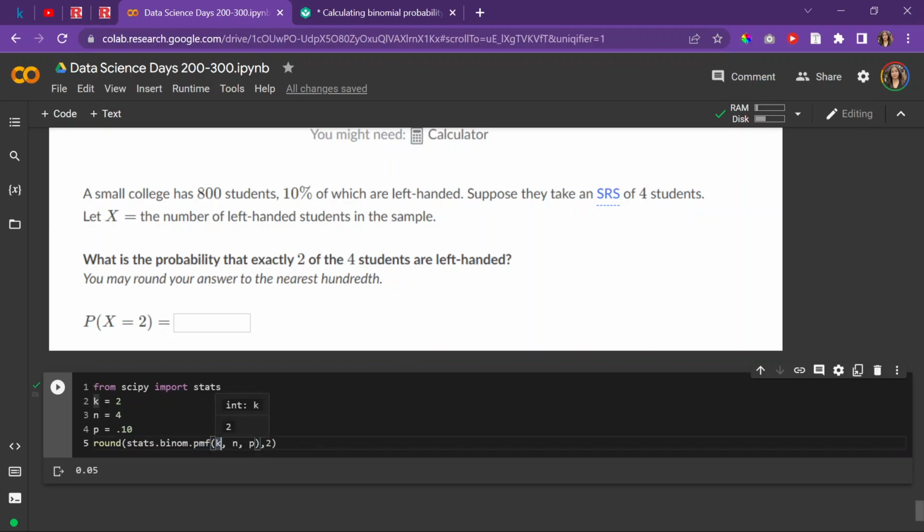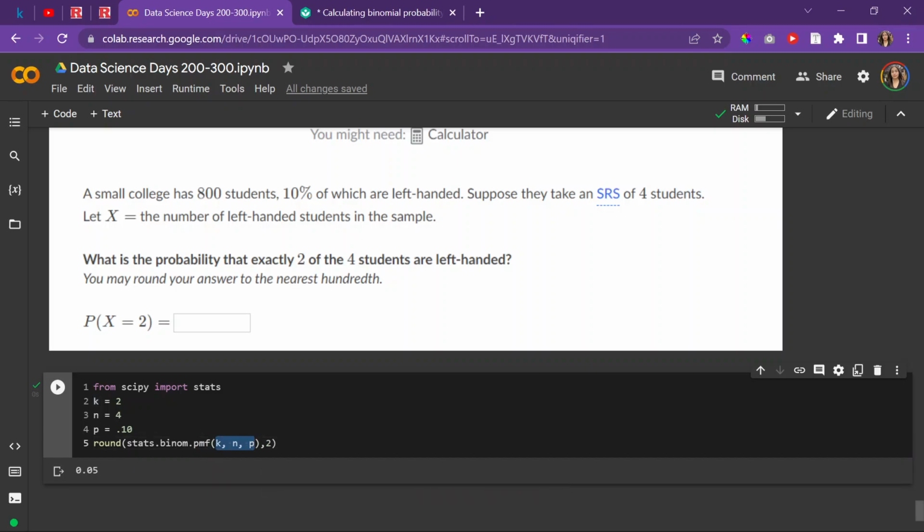Let me just end there. When you have an equal sign, you use PMF. If you have greater than, less than, greater than or equal to, or less than or equal to, you use CDF. That's the sum of it. But for PMF, we have parameters, K and P.